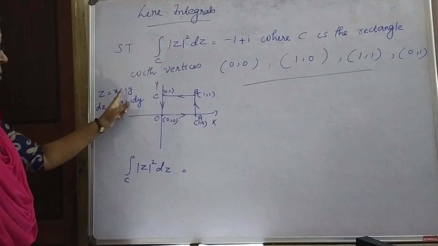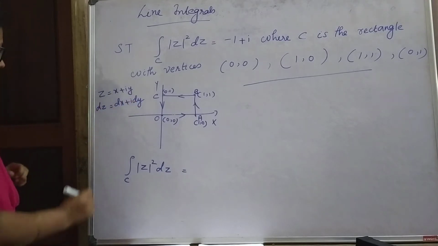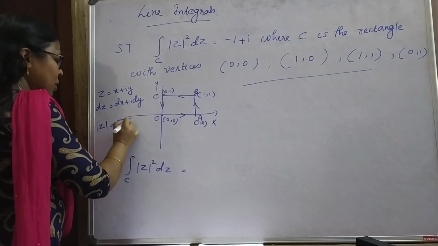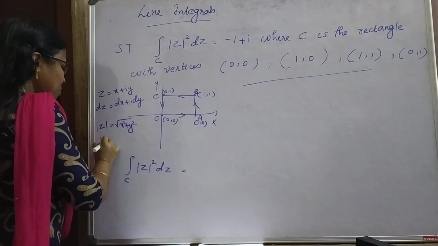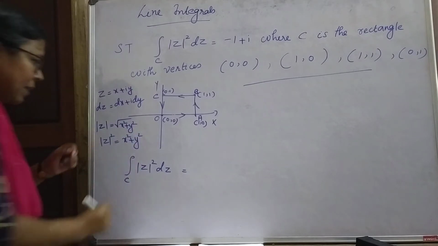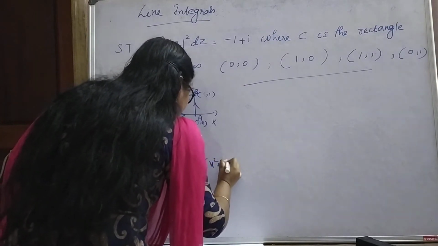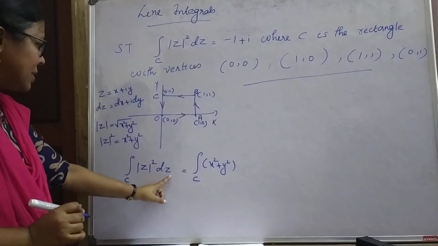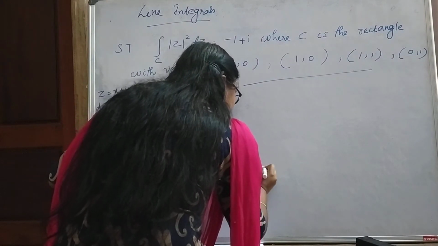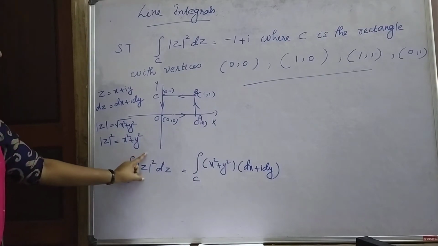We know that z equals x plus iy. dz is dx plus i dy, taking the derivative on both sides. But what is mod z? The modulus of z is root of x square plus y square. Then mod z square is x square plus y square. Here it is the integral over C of x square plus y square, and dz is dx plus i dy. We have to evaluate this.